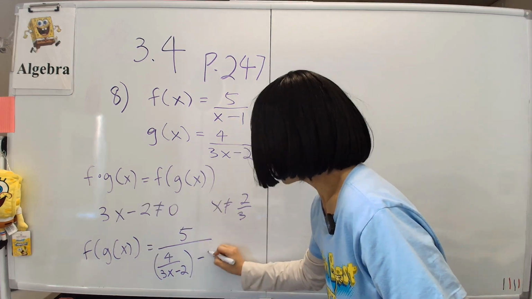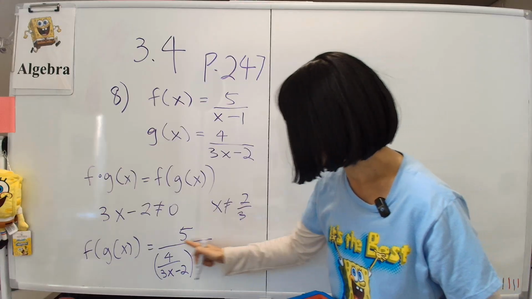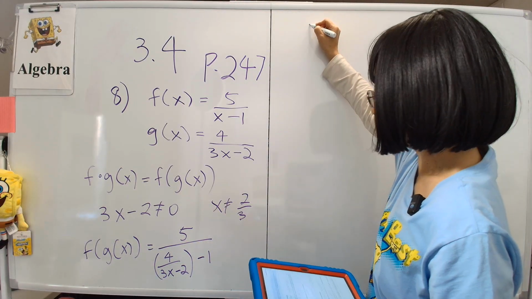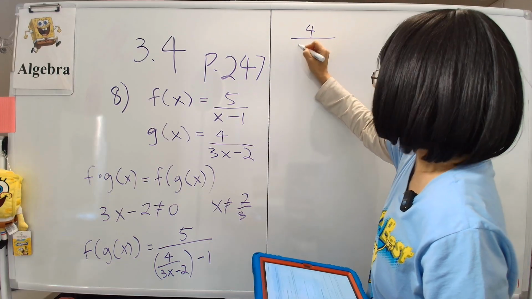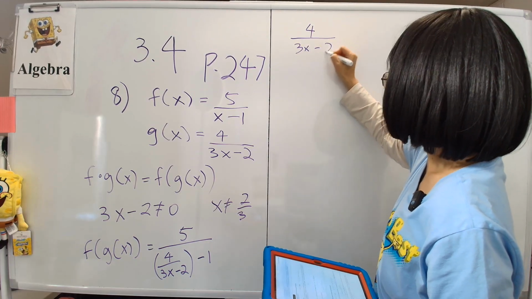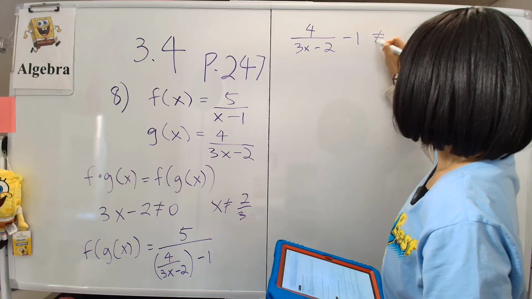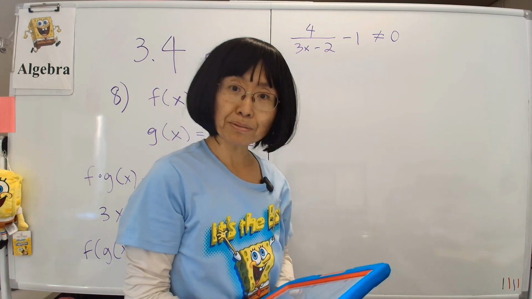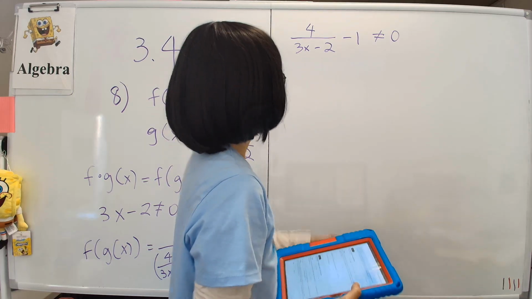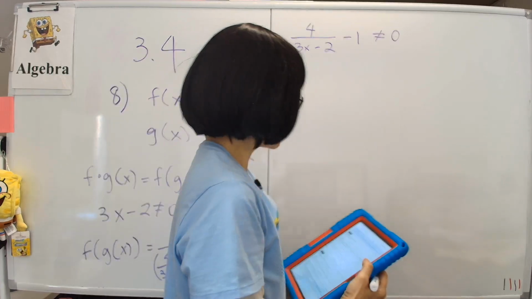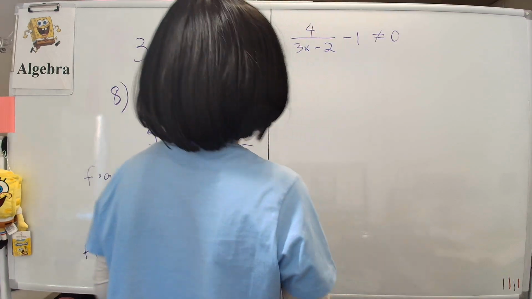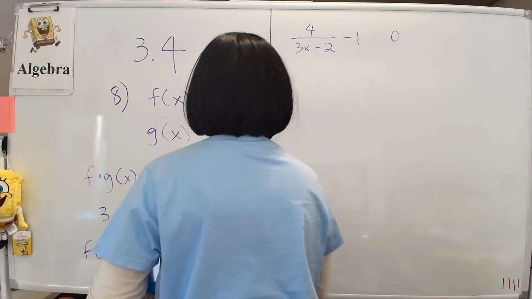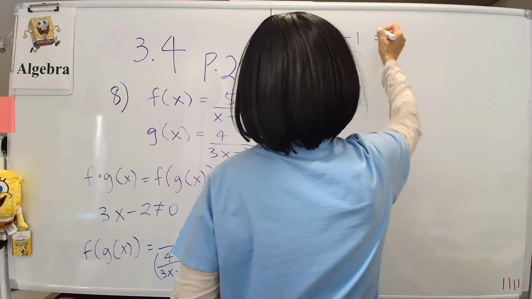And then this minus 1, in this situation, this thing is the denominator, and it cannot be 0. So let's write that down here. So 4 over 3x minus 2, minus 1, this cannot be 0. Okay? So whatever value makes this thing 0 is unacceptable, and so we need to figure out what that might be. When does this thing equal 0? So we'll solve for that. Let's write down this equal to 0 to find out the offending value for x.